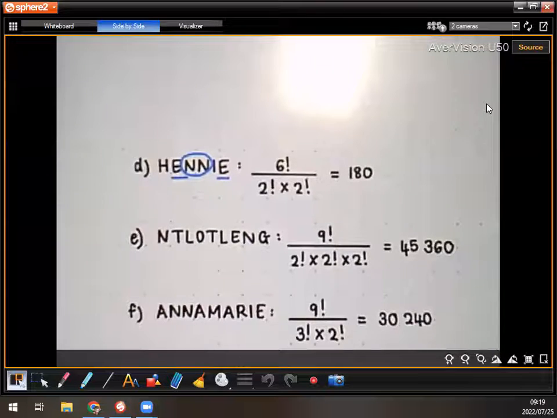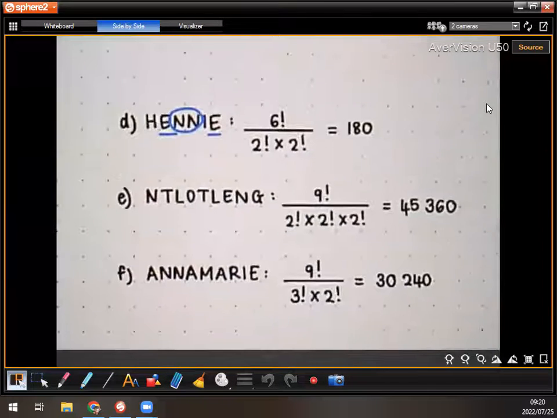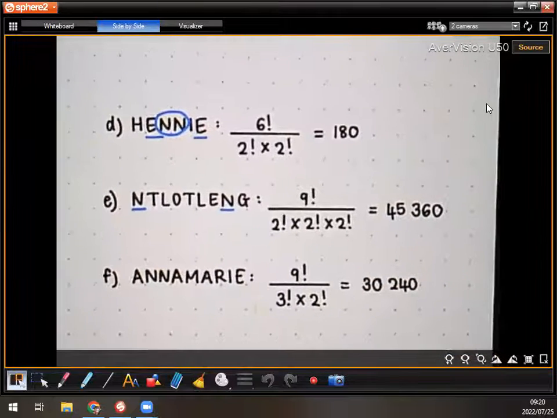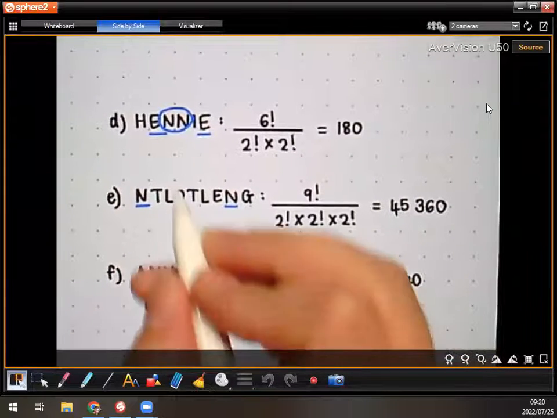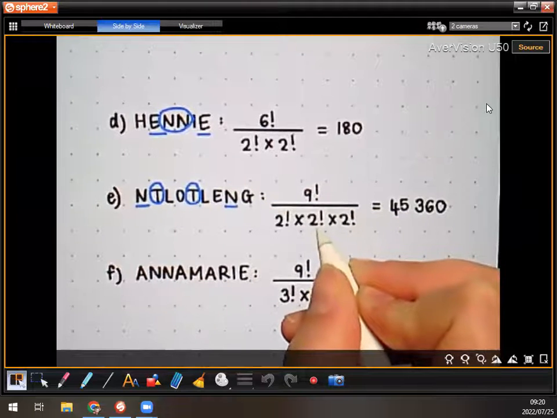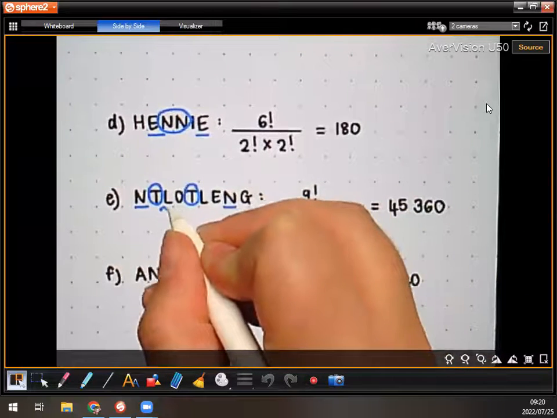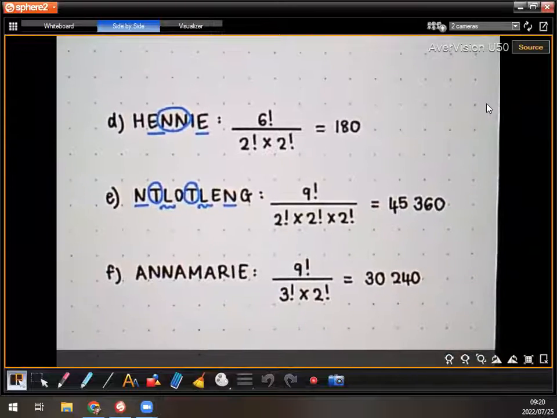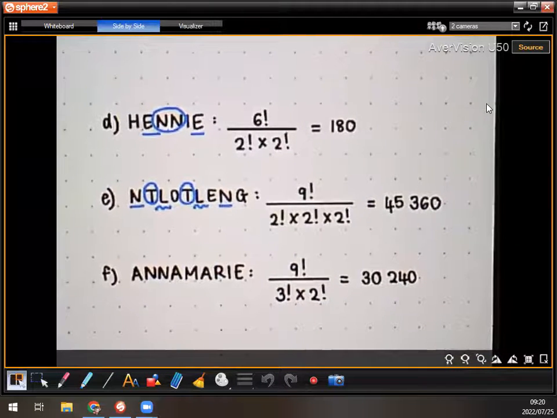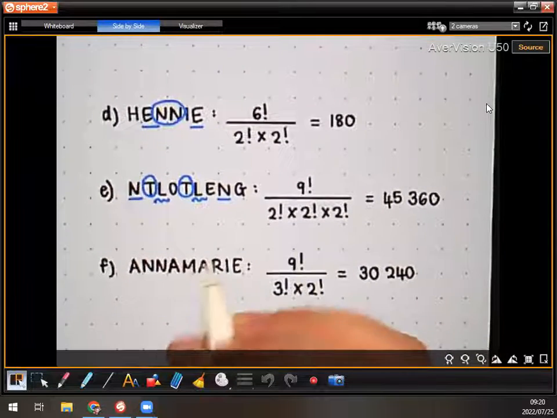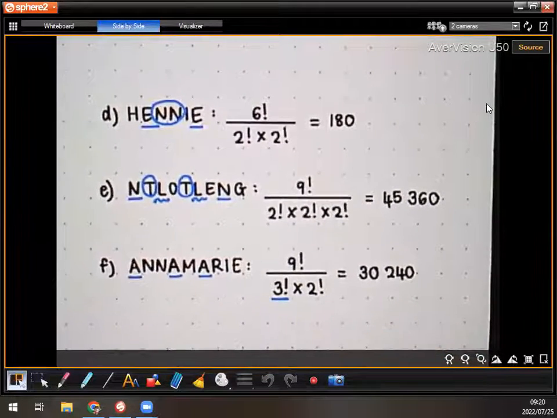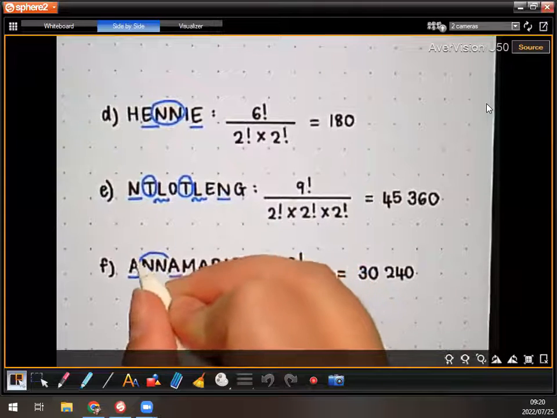Okay, and then the next 2 names had loads of repeats. So if we're looking at E, we have 2 N's, right? So that's where the first 2 factorial comes from. And then we had 2 T's. So that's the second one. And then we had 2 L's, right? L and L. Okay, and 9 factorial because there are 9 letters altogether. And then the last one again, 9 factorial, but now there are 3 A's. So you must divide by that 3 factorial and 2 N's.